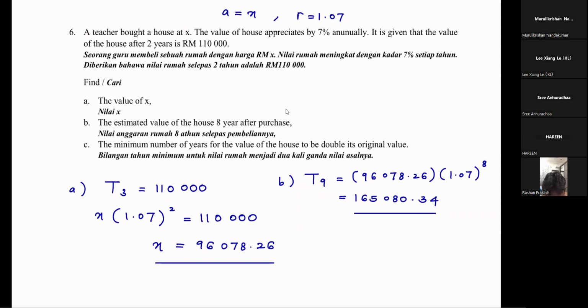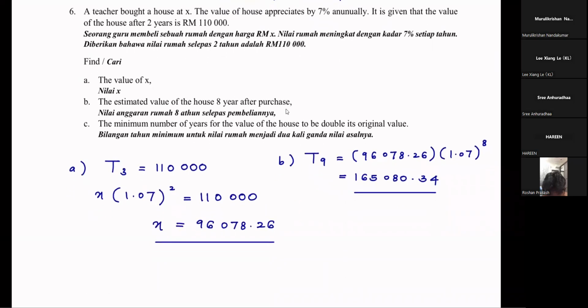Okay, the minimum number of years for the value of the house to be double the original. So this will actually double the original, meaning the Tn. Double the original means become 2 times. So minimum number of years, minimum. So I put equals to double. Double the original. This is the original price. Make it double here.